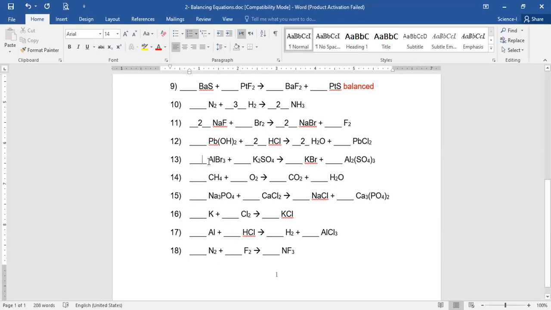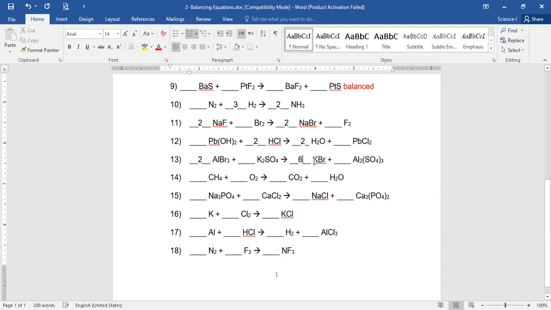How many aluminum, Al, do we have? 2. So 1 here and another one here. So what should we do? We'll multiply 1 by 2. So we're going to put 2 here, yes? Yeah. All right. So how many sulfate do we have now? 3 times 2, 6. And here? 1. So we multiply 6 by 1, which equals 6. So we're going to make it 6.